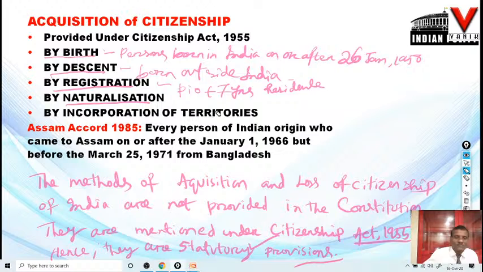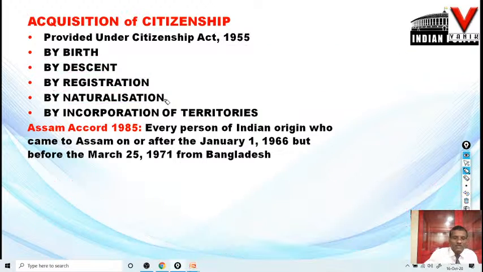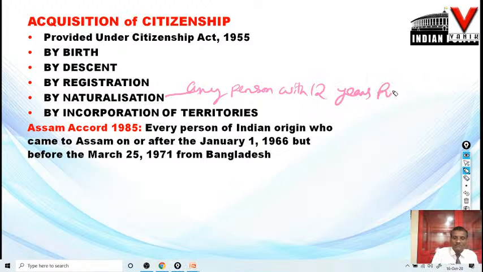And in case of naturalization, you will see that any person with 12 years residence in India. Okay, it can be relaxed also, it can be reduced, but in the 2019 Act it has been reduced for illegal migrants, those who are from Afghanistan, Pakistan and Bangladesh, but it is 22.